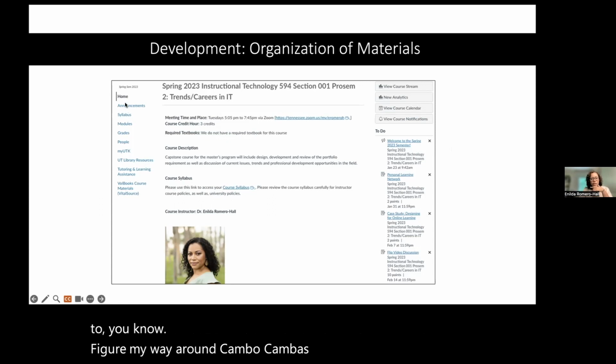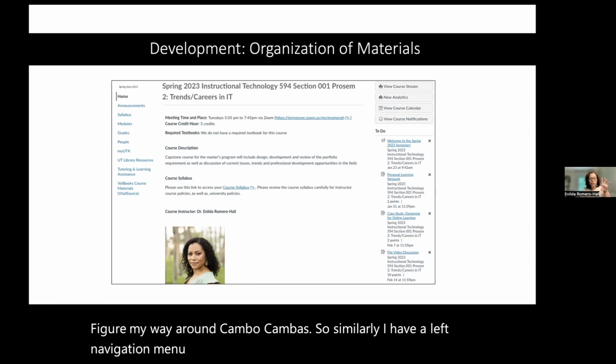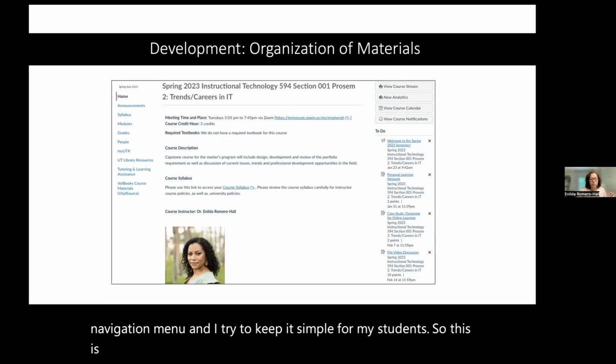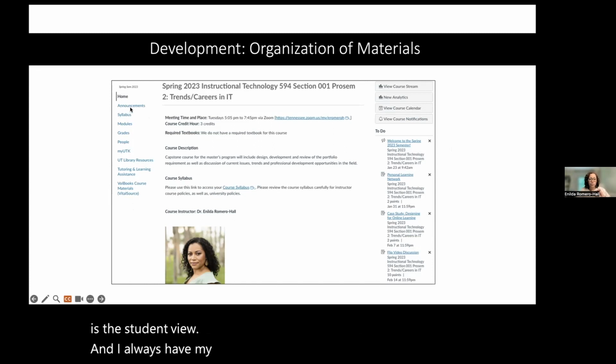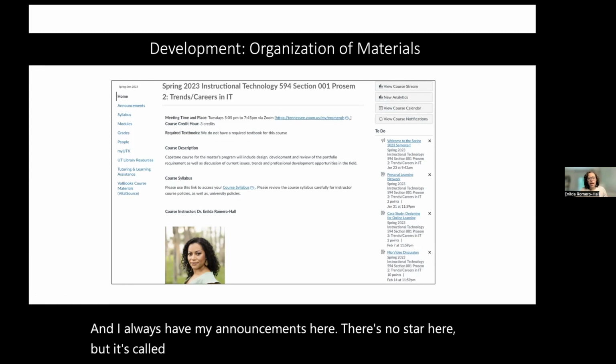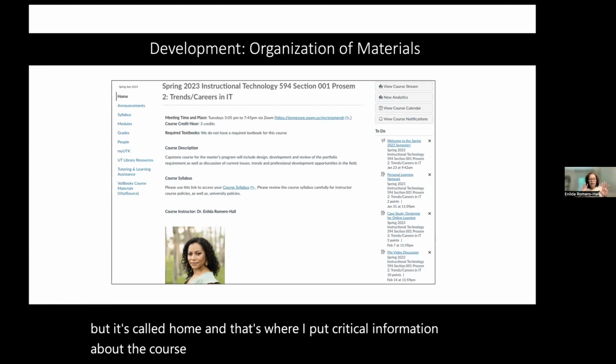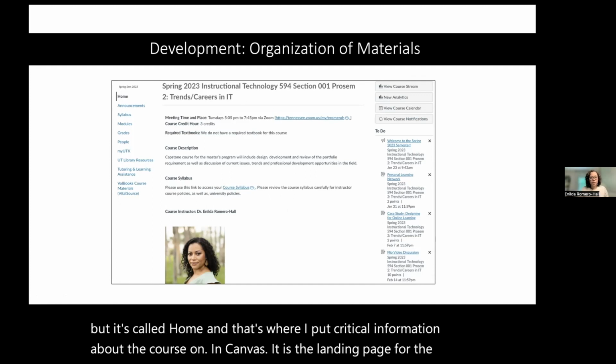So similarly, I have a left navigation menu, and I try to keep it simple for my students. So this is the student view. And I always have my announcements. Here, there's no star here, but it's called Home. And that's where I put critical information about the course. And in Canvas, it is the landing page for the students.